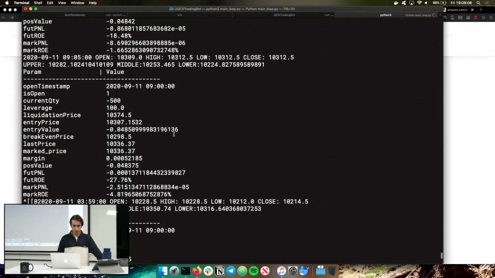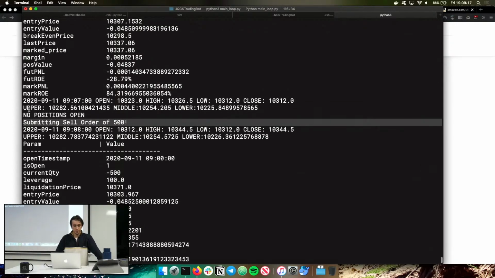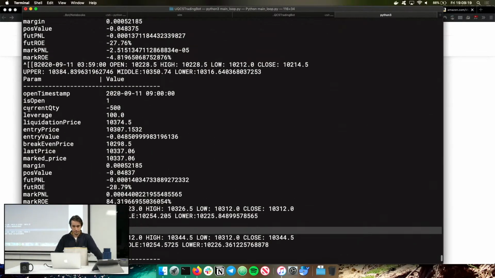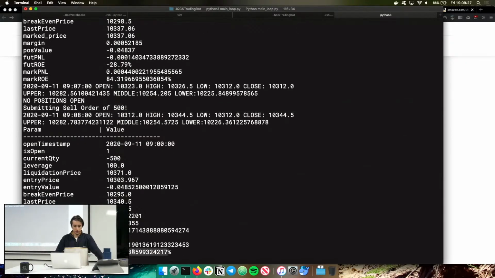Okay, so we have gone from closing a position to going short again. Nice. So we've got another position open. Currently market return on equity is 36%.